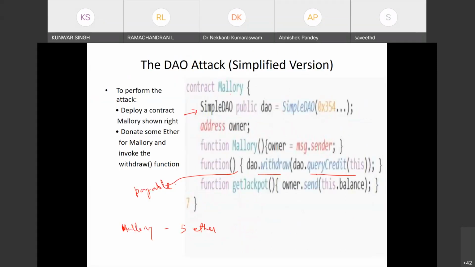this Mallory, and in Mallory, the call functions are not there. So when call functions are not there, it will go to the fallback function. The fallback function will be executed. And now inside the fallback function, what is he doing? He is calling the same thing again. Again the money will be transferred, 5 ether will be transferred to Mallory's account, and then again it is calling back.